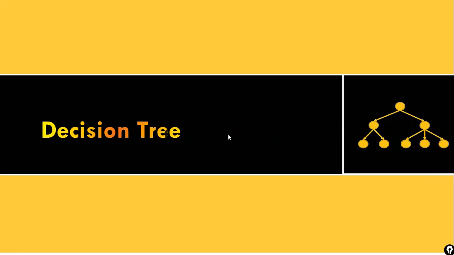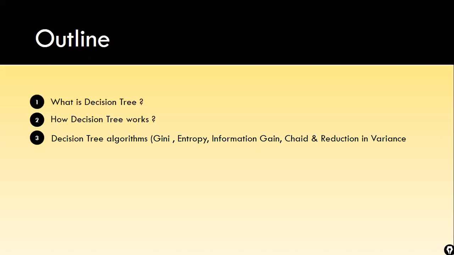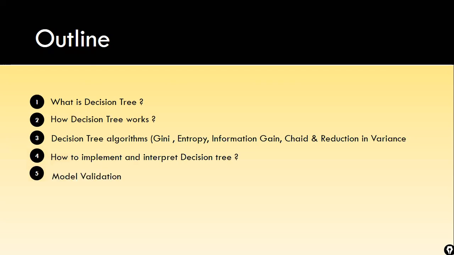Decision tree is one of the popular supervised machine learning algorithms. As part of this, we'll try to understand what a decision tree is and how it works, what the different algorithms used to split the tree are, and then we will take a look at how to implement and interpret the decision tree. Then we will proceed with validating or evaluating the model performance, and also we'll take a look at what pruning, pre-pruning, and post-pruning are.